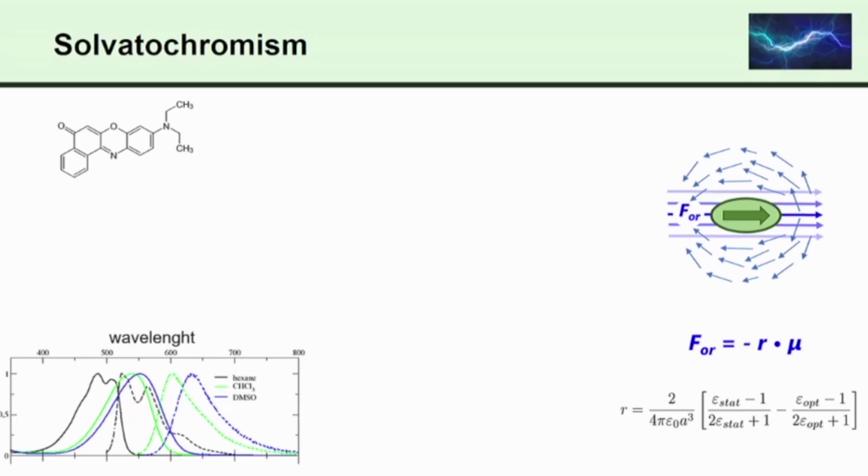The small arrows are a representation of the solvent molecules. They partially reorient around the solute, and so at the solute location you obtain an electric field, which is called the reaction field. And of course, the reaction field is proportional to the dipole moment of the molecule and depends on the polarity of your solvent. The more polar the solvent, the bigger is this field.